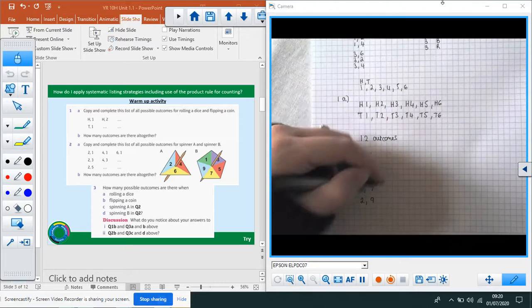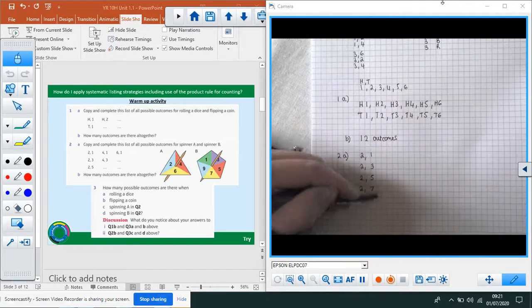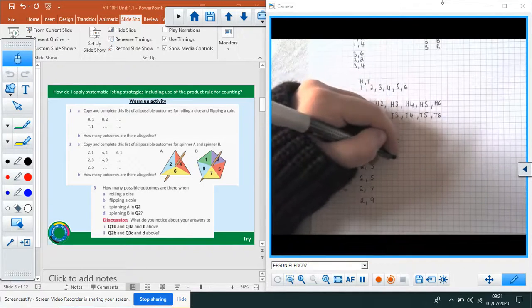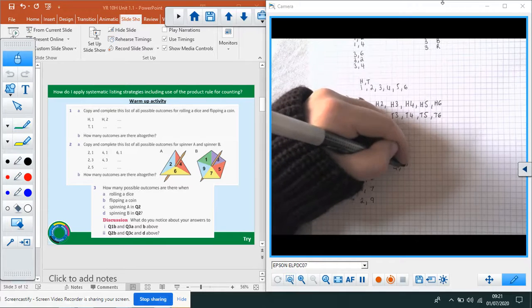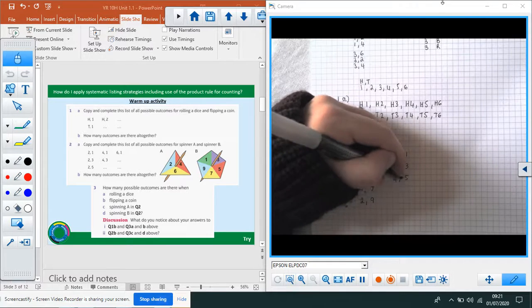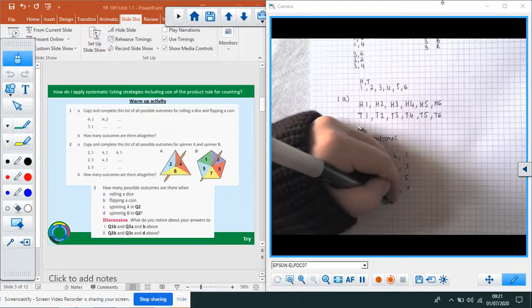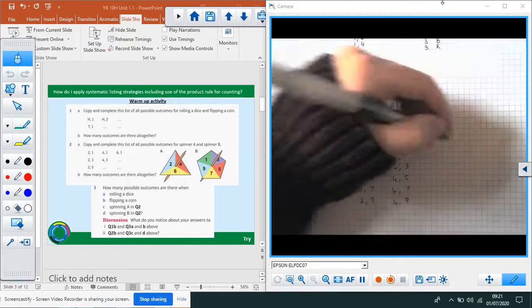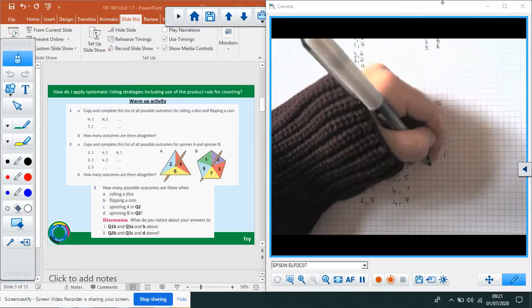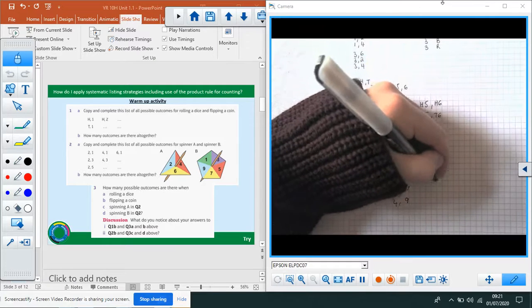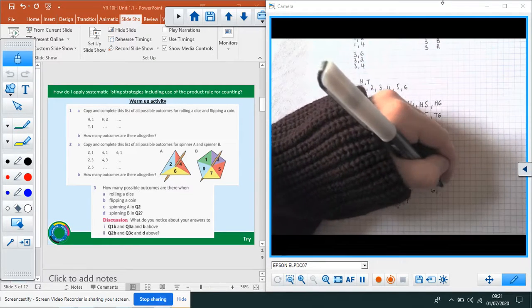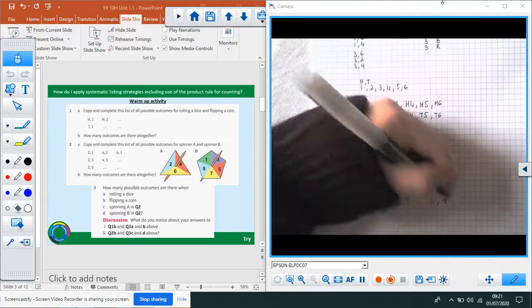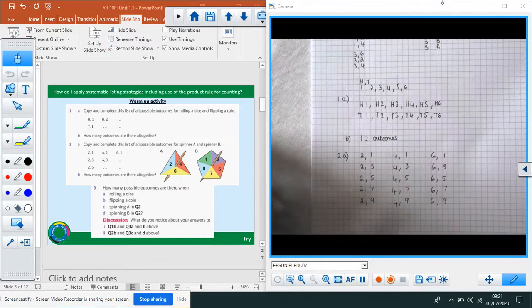Or we can have all of those options on spinner B again, but with 4 instead. So 4 and 1, 4 and 3, 4 and 5, 4 and 7, 4 and 9. Or we can have all of those options again, but with 6 on the first spinner. So 6 and 1, 6 and 3, 6 and 5, 6 and 7, 6 and 9. Okay, they're all my possible outcomes.